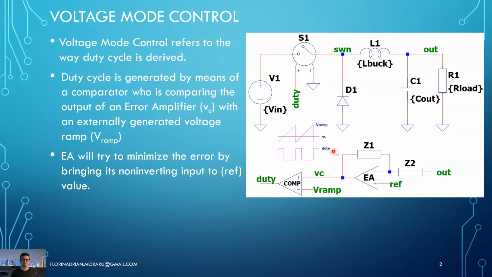Okay, so that's voltage mode control. You can identify we have only one loop, so we are sensing the output voltage normally by a resistor divider, and we have this reference level, and what this error amplifier is trying to do is to bring the inverting input to the non-inverting input reference voltage.